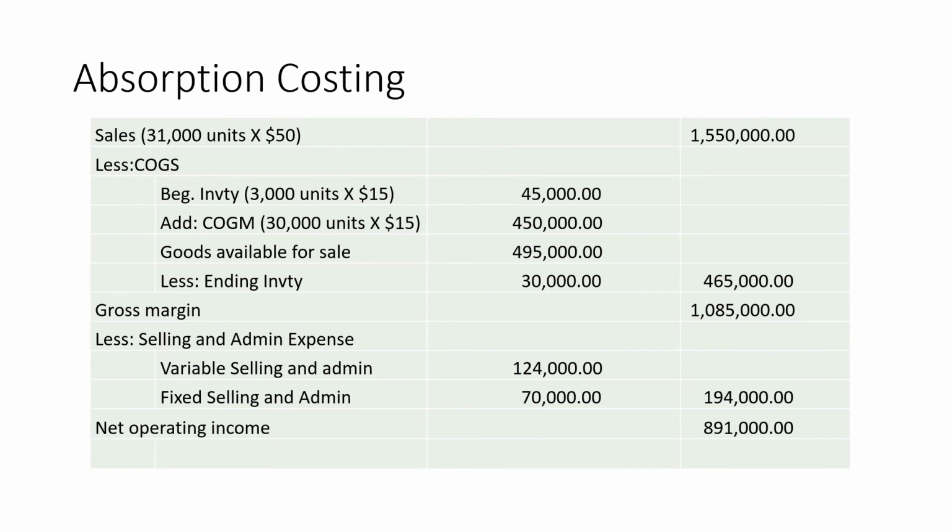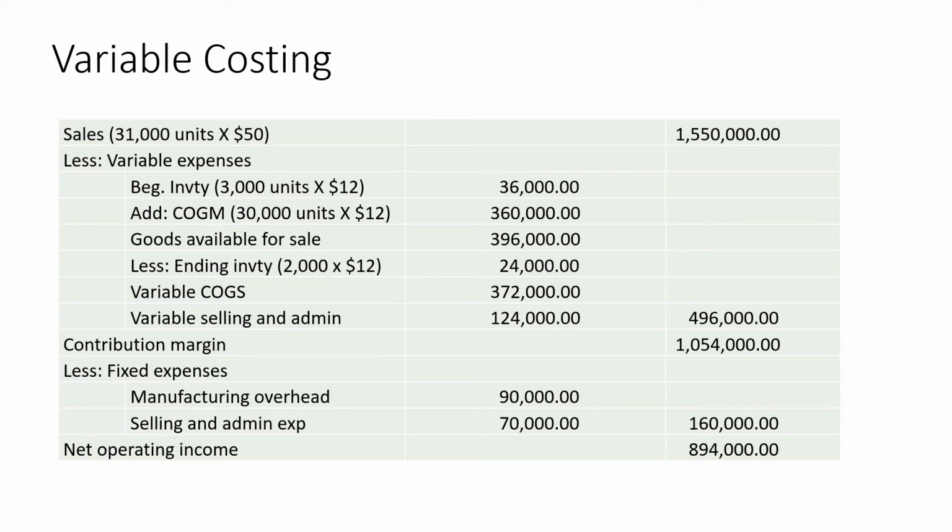or your gross profit. And then from there, we deduct your selling and administrative expenses. Magkano ang selling and administrative expense natin? So, we have variable selling and admin na 124,000. Paano na-compute itong 124,000? 4 dollars per unit. Multiply natin ng 31,000. And then, the fixed portion of your selling and admin na magkano yon? 70,000. For a total na 194 for selling and admin expense. So we have here gross margin of 1,085,000. Then we deduct the total selling and admin expense. We arrive with your net operating income of 891,000.